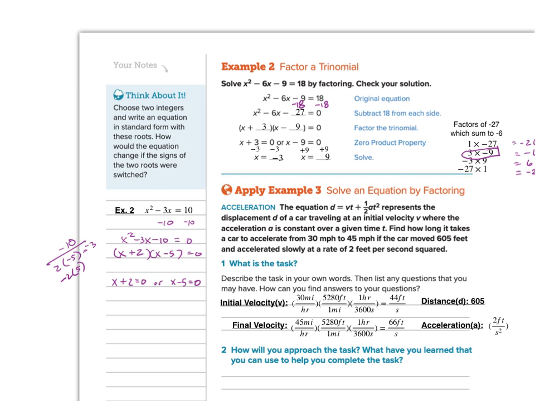One of those can be equal to 0, so subtract 2. X is equal to -2, add 5. X is equal to 5. So that is understanding your zero product property, how to factor a basic trinomial.